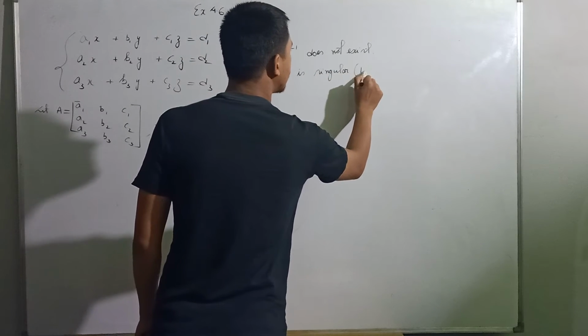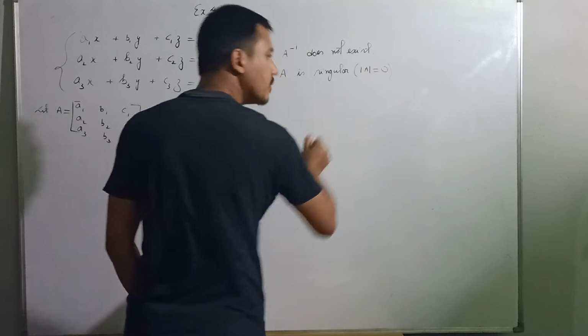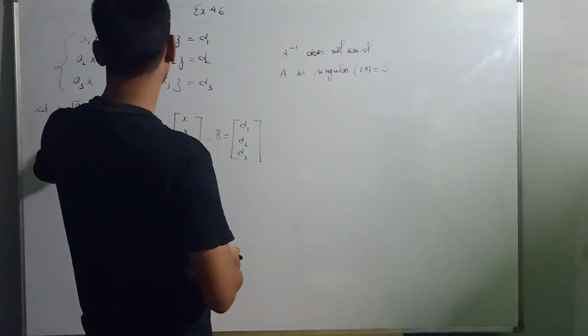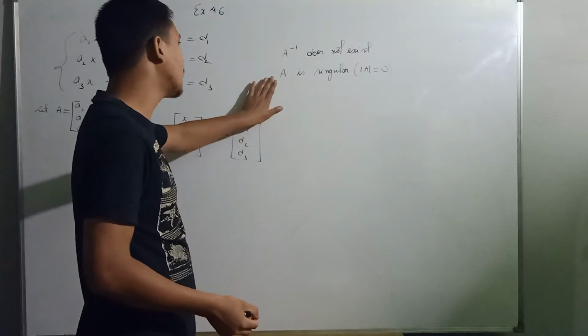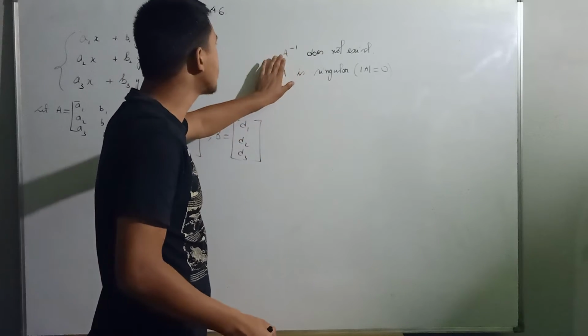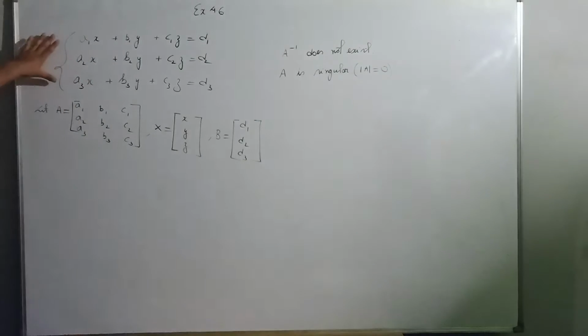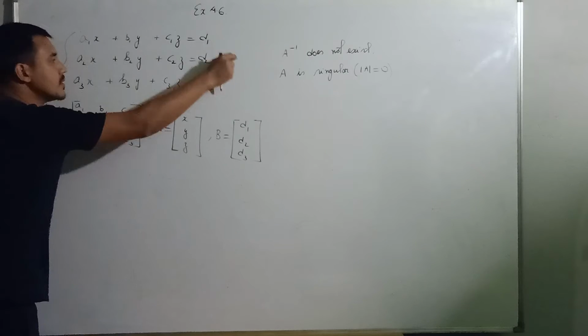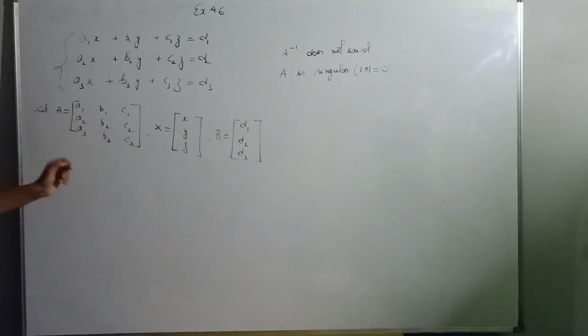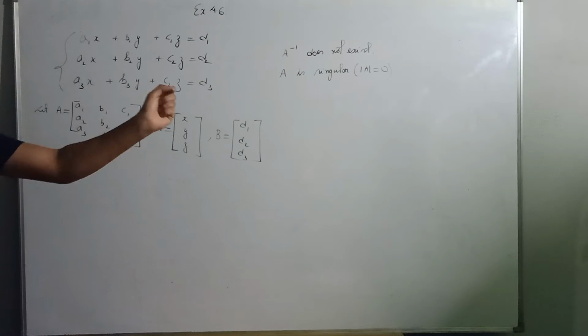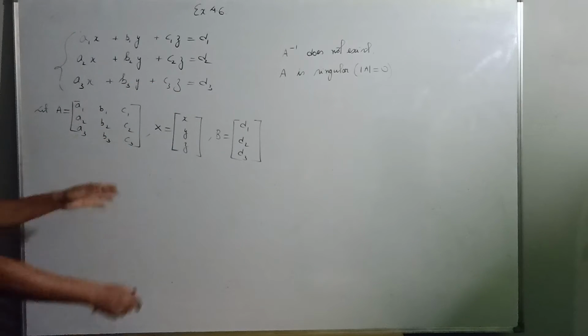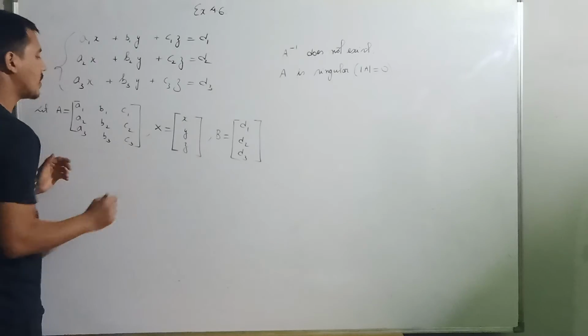That means determinant of A is 0. If the determinant of your matrix A is 0, then A is singular. In that case, A inverse does not exist, so there is no solution for the given system of equations. In such a situation, the given system of equations is said to be inconsistent. So examining the consistency means you have to express the given equations in this form.